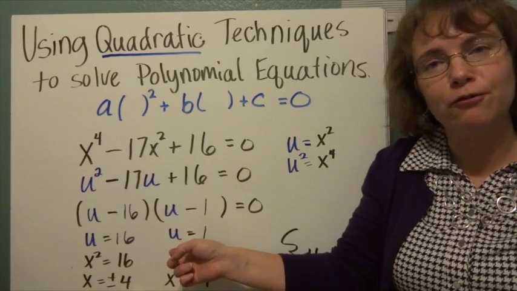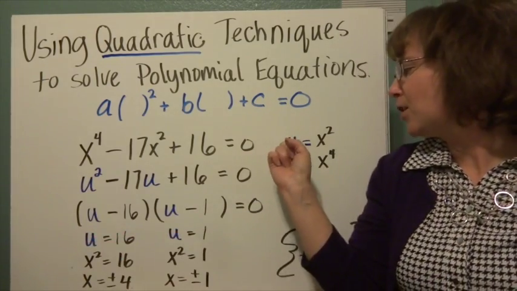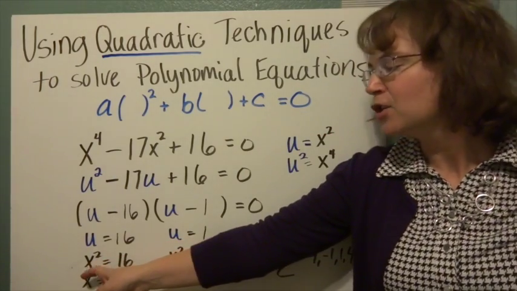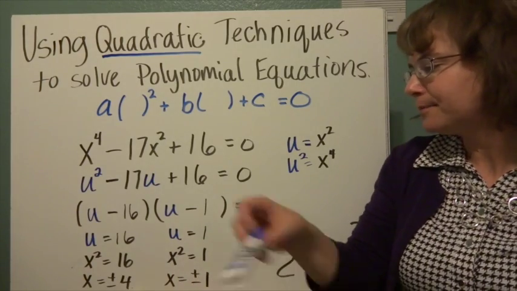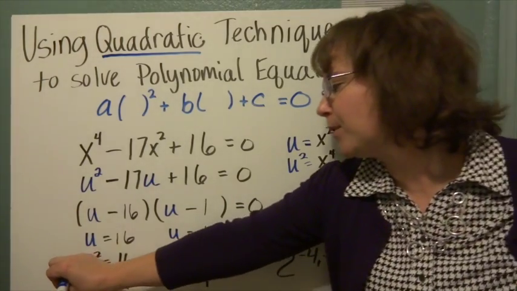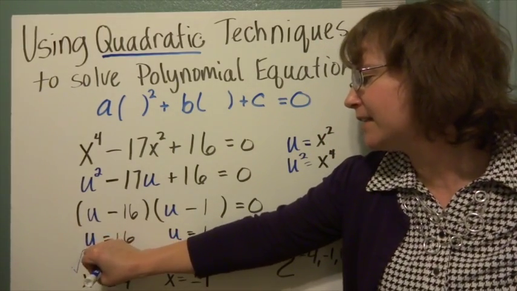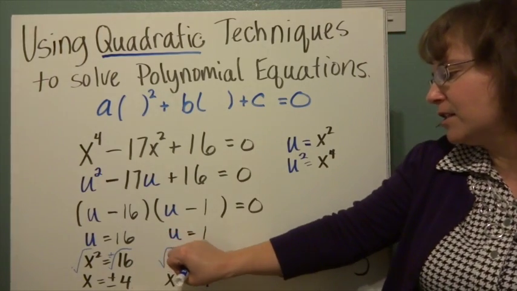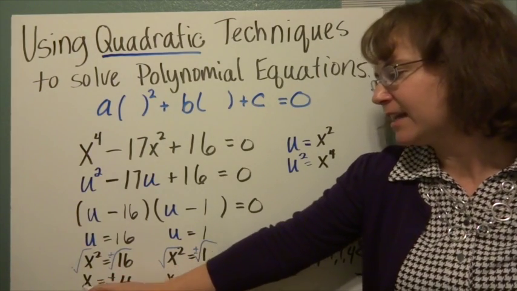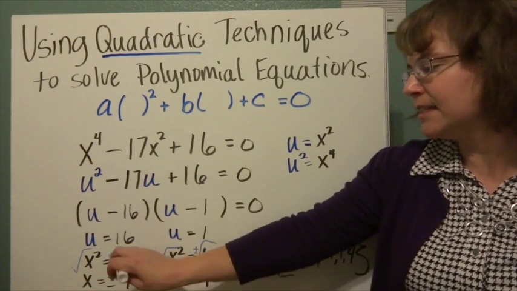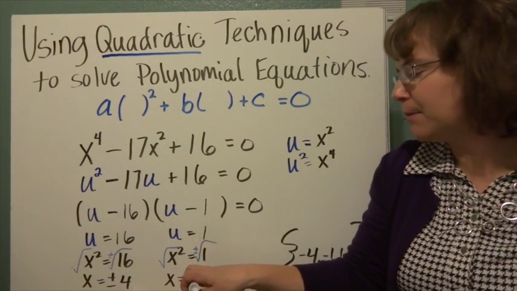I'm not really solving for u though, I'm solving for x. And so I'm going to replace that u with what I know it equals, which is x squared. So I have x squared is equal to 16, and x squared is also equal to 1. And then I'm just going to go ahead and take the square root of both sides. And this one right here is both the positive and the negative square root, and the square root of x squared is just x. So I have x is equal to plus and minus 4, which is the square root of 16, and x is also equal to plus and minus 1.